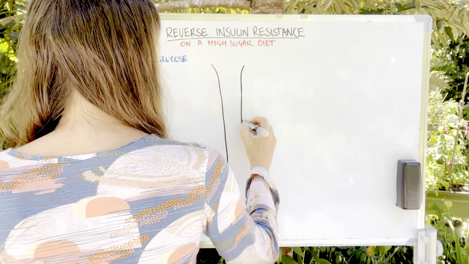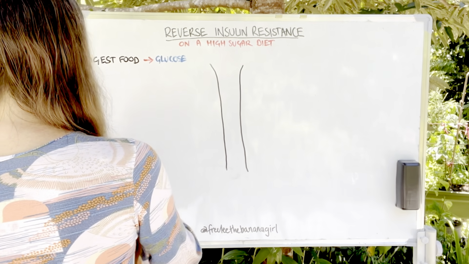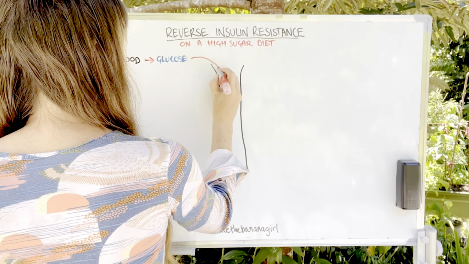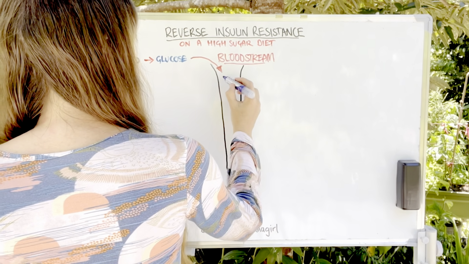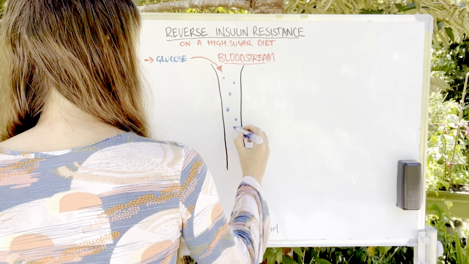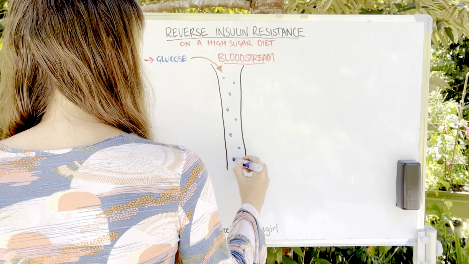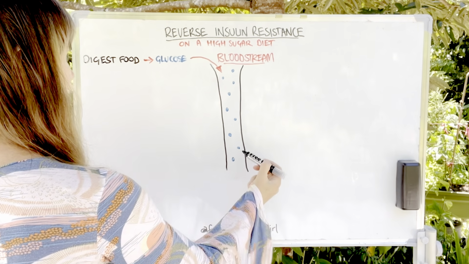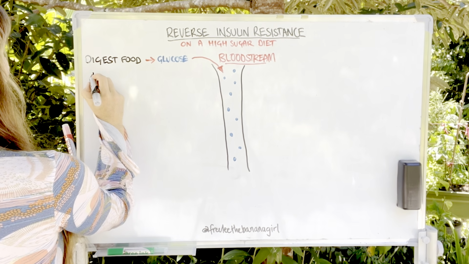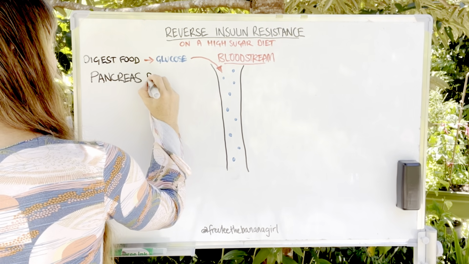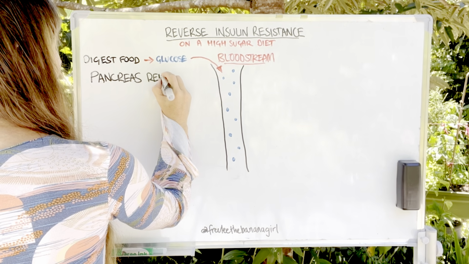This is just going to represent the bloodstream. The sugar or the glucose goes in there, and the glucose will just be represented with some blue dots like this. It's in the bloodstream. Everything's fine at this point. And once that glucose or sugar hits the bloodstream, the pancreas is notified. And then the pancreas releases a hormone called insulin.